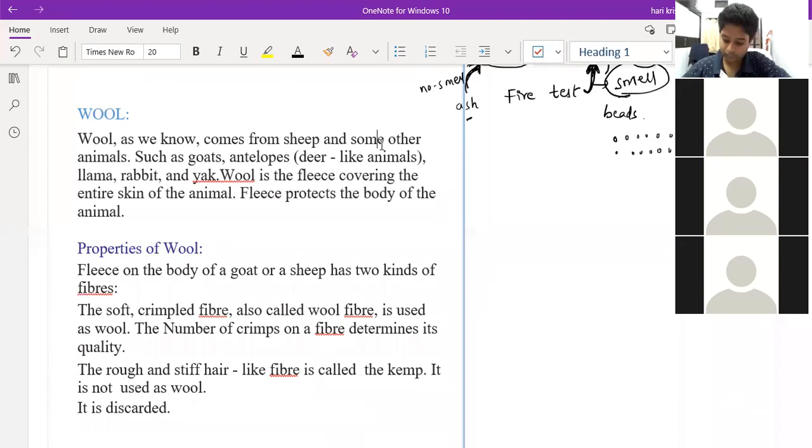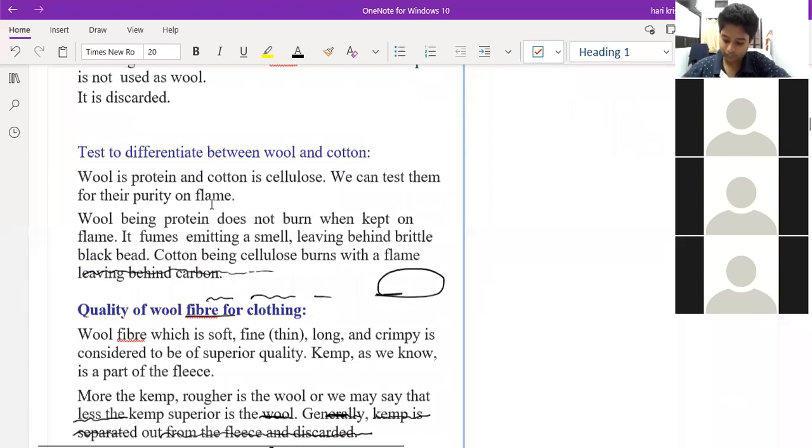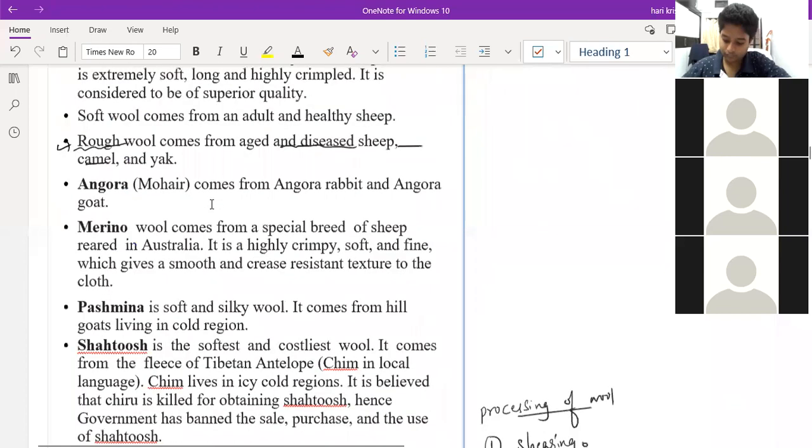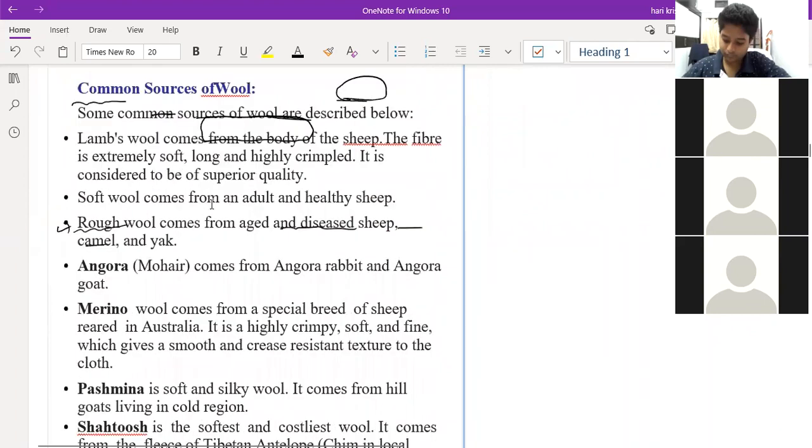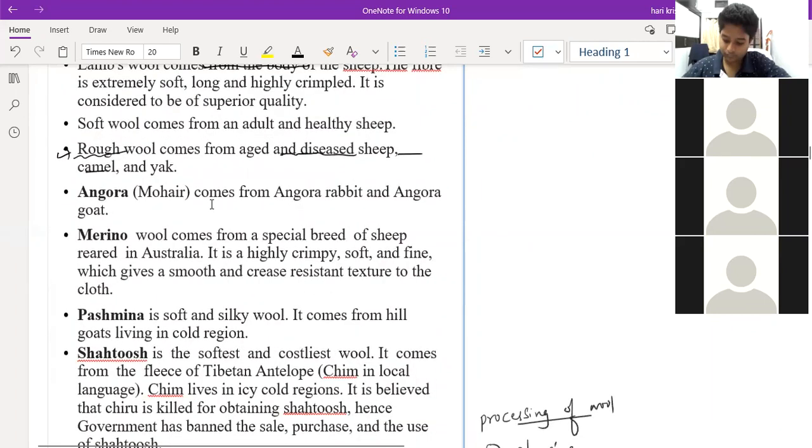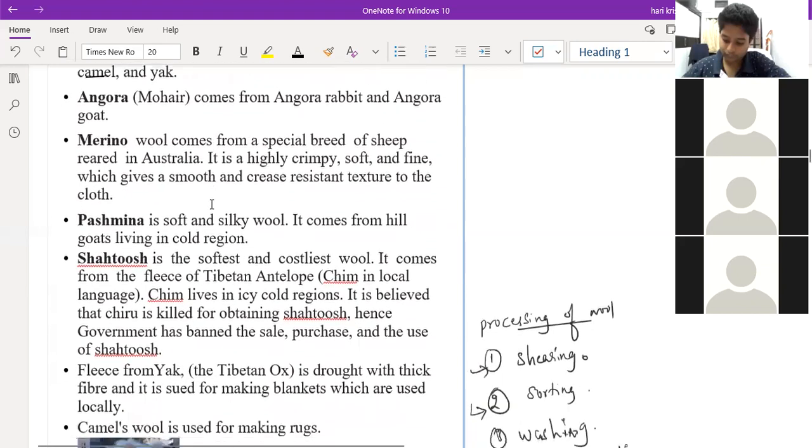Sir, in Australia the finest wool comes from merino sheep, which is very rare and very costly. The llamas and alpacas are in South America. Lamb, rough, angora, merino, pashmina. Pashmina comes from the hilly regions of Jammu and Kashmir, so it is also one of the costliest wools in India.